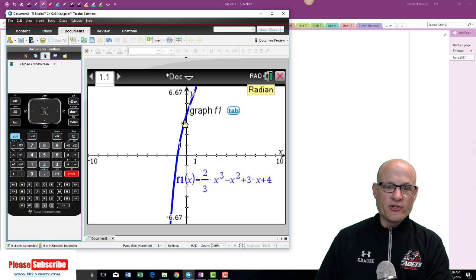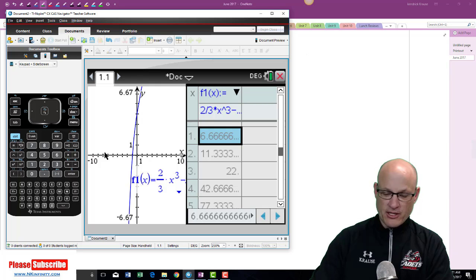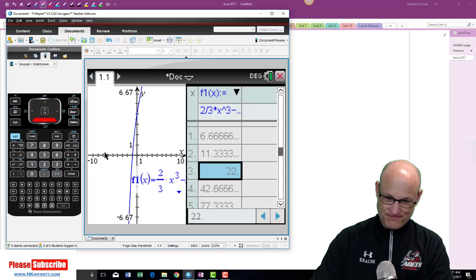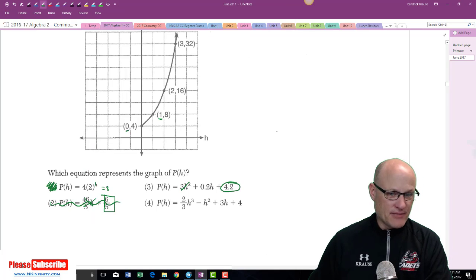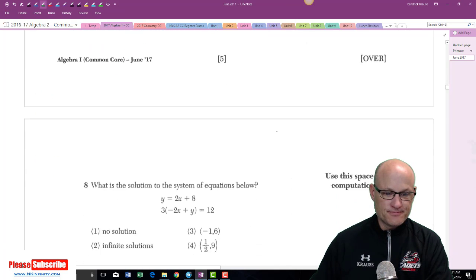Now, that does go through 0, 4. But if I go to the table, Control T, when I plug in 1, I don't get that. When I plug in 3, and so forth. So that's an easy way to check. I'm not sure of the reason for that question.